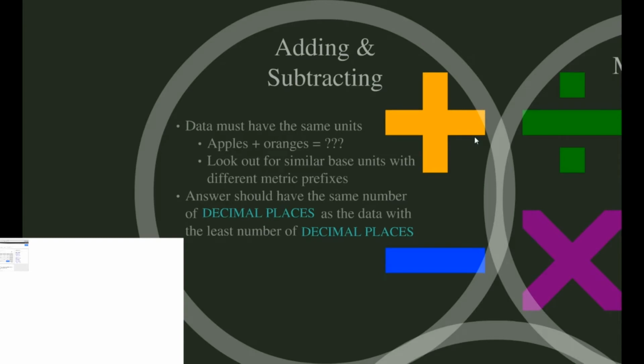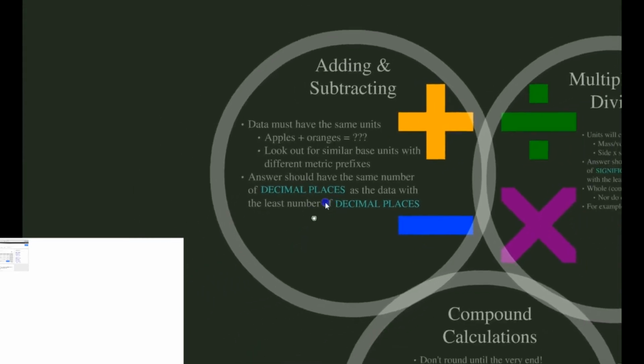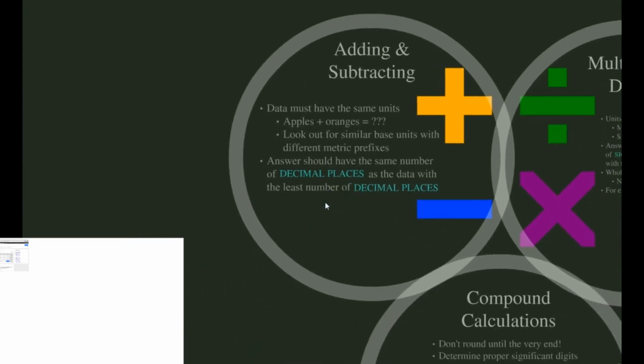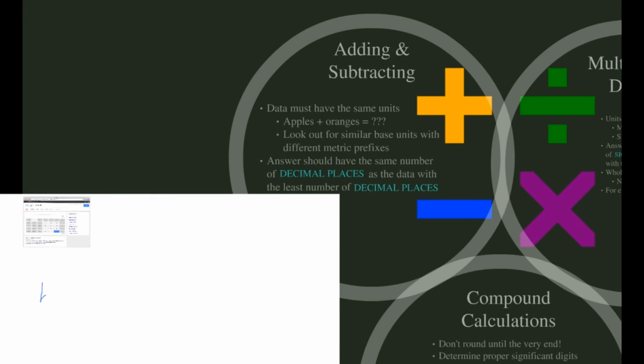Well, the first thing is we know that we've got to have the same units, okay? Think about it this way. You can't add apples and oranges. So if I wanted to add 5 grams plus 10 meters, you would tell me, Miss Bolin, you're crazy, stop. Okay, so this is another example.